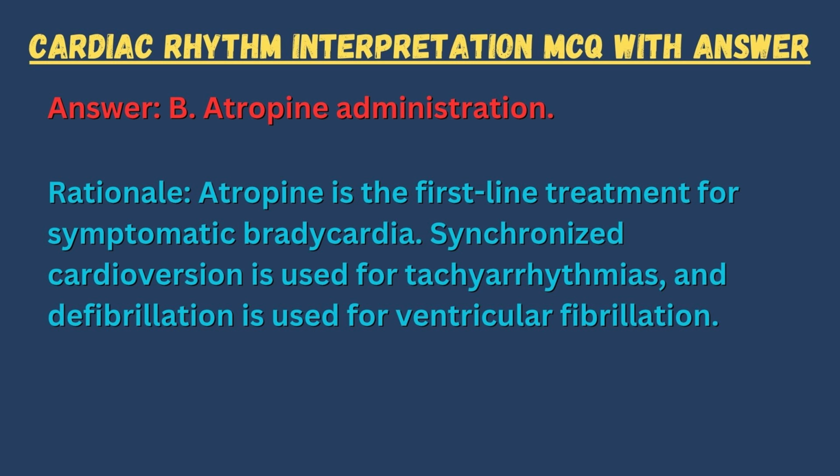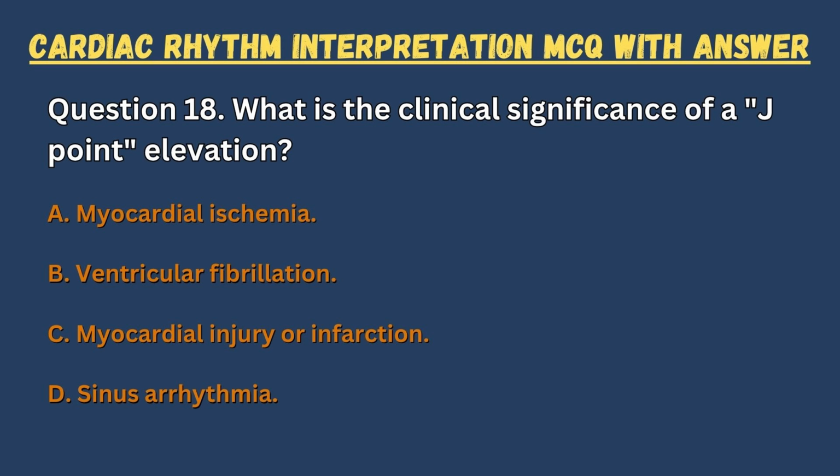Answer: B. Atropine administration. Rationale: atropine is the first-line treatment for symptomatic bradycardia. Synchronized cardioversion is used for tachyarrhythmias, and defibrillation is used for ventricular fibrillation. Question 18. What is the clinical significance of a J-point elevation?